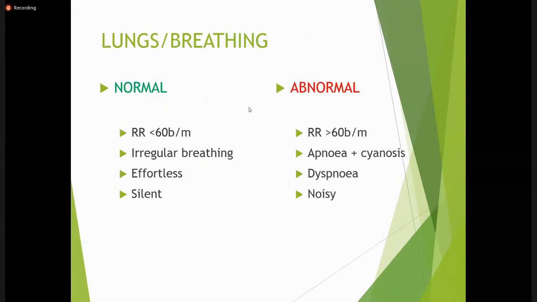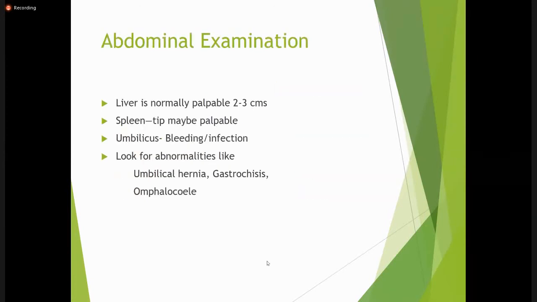So after the chest, we come to the abdominal examination. In the abdominal examination, the liver is normally palpable 2 to 3 centimeters, so if you feel a liver margin of 2 to 3 centimeters which is soft, then it is considered normal. The spleen may be palpable normally, and you have to look at the umbilicus for any bleeding or infection.